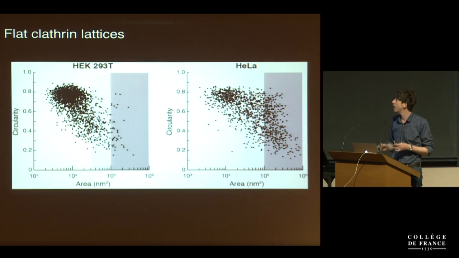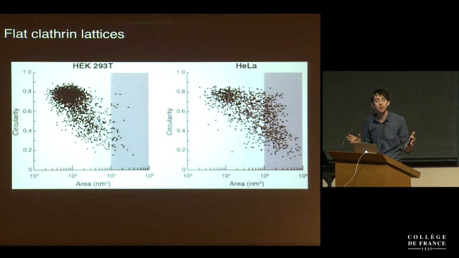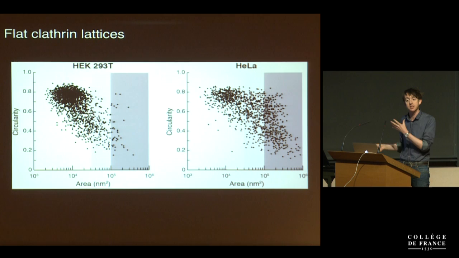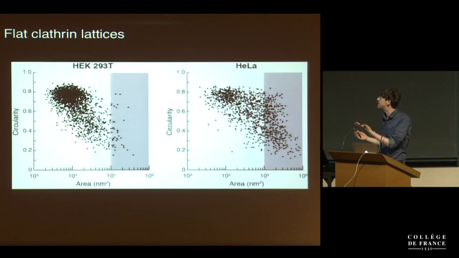Interestingly, if we look in other cell types, these lattices are pretty much missing, and we only see pits and vesicles. I'm going to cut to the chase. We don't know why this is yet. So there's likely to be a discrete molecular determinant of these different clathrin structures, but we don't know what it is.